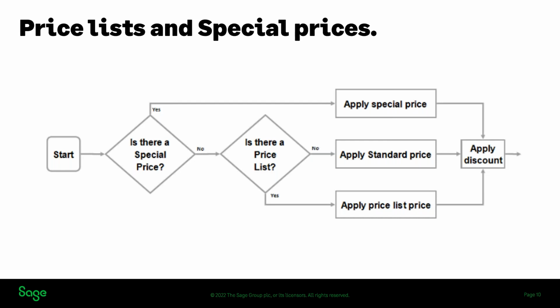If there isn't a special price, it will go down the hierarchy. I always think this flow chart would make more sense if we switched the price list and standard price options on it, because it's then more of a hierarchy. But is there a price list? If there is, it will use that price, and then potentially it could apply discounts on top. If there isn't a price list in operation, then it will use the standard sales price and then apply any discount on top. So that's the hierarchy: special price, price list, standard price.